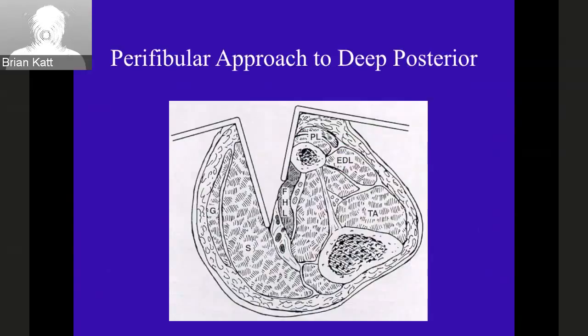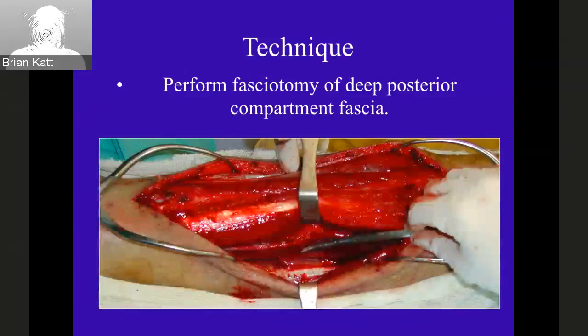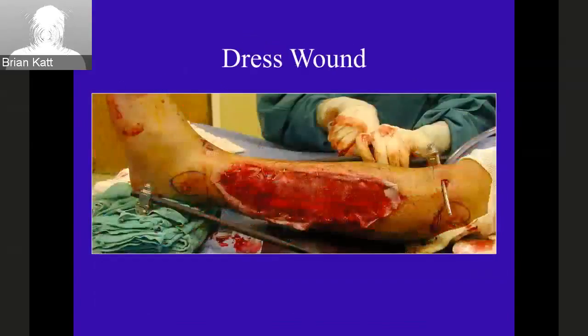So the perifibular approach to the deep posterior compartment, you can see anterior is going to be your peroneals, posterior is going to be your superficial posterior compartment, and then where the FHL is, that's going to be your plane in order to get to the deep structures, and then again, that's where your neurovascular bundle is. And then there's that last slide where he's performing the fasciotomy of the deep posterior compartment. And then here's just dressing of the wound afterwards.